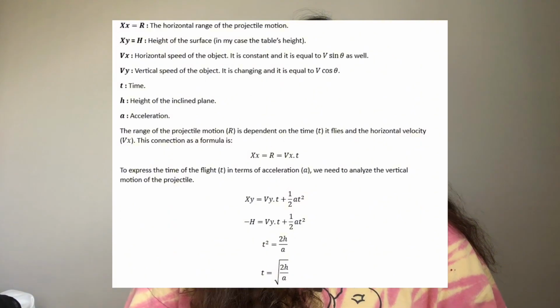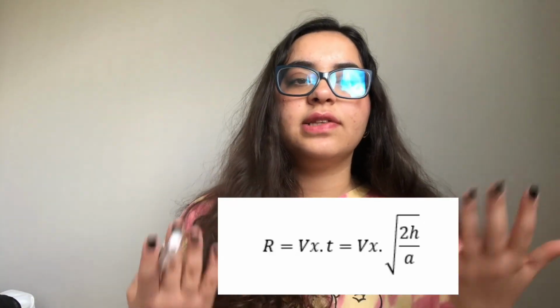My calculations mostly came from the very basic equation of physics. It is distance equals velocity times time. The distance in my experiment will be the range, velocity will be the horizontal velocity of the projectile motion, and the time will be the flight time. But I need some other formulas, and I need a formula that will give me the acceleration in terms of what I know. So I made some calculations before starting to experiment, and I achieved this last formula.